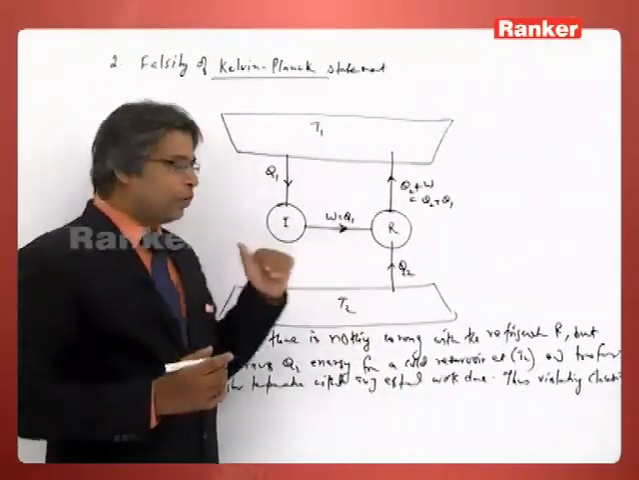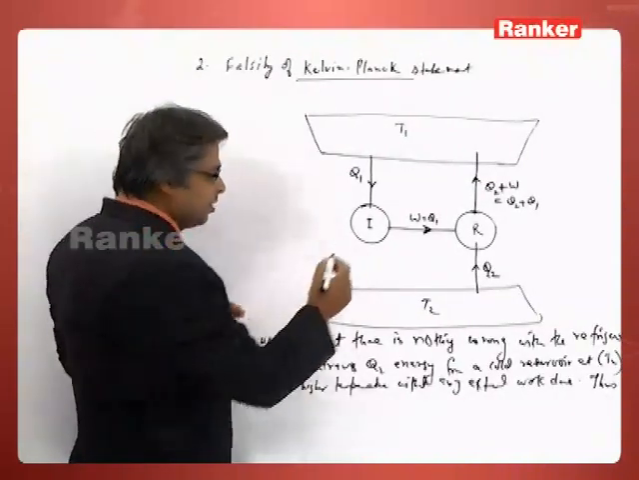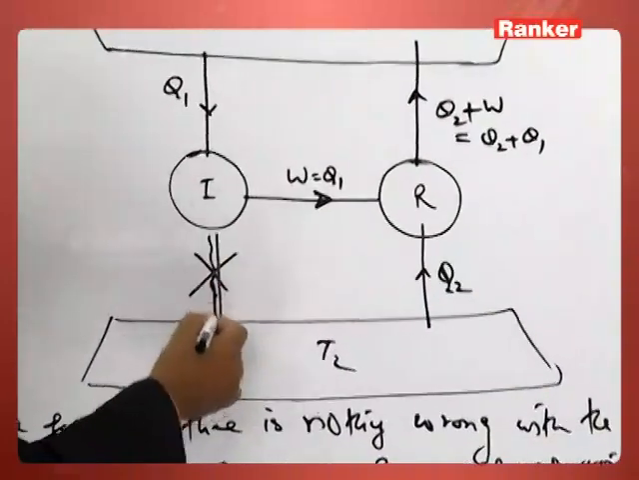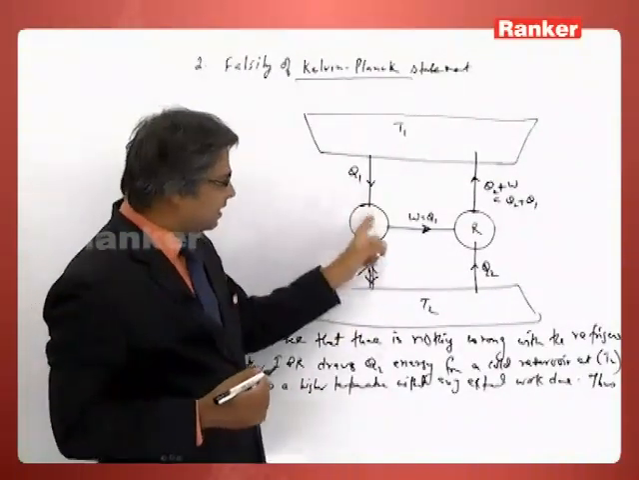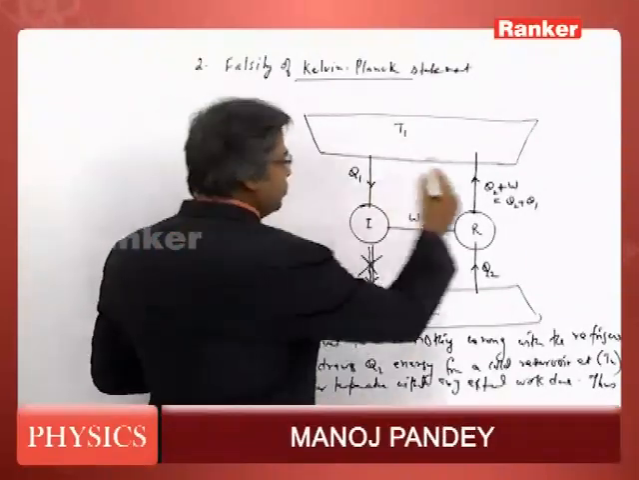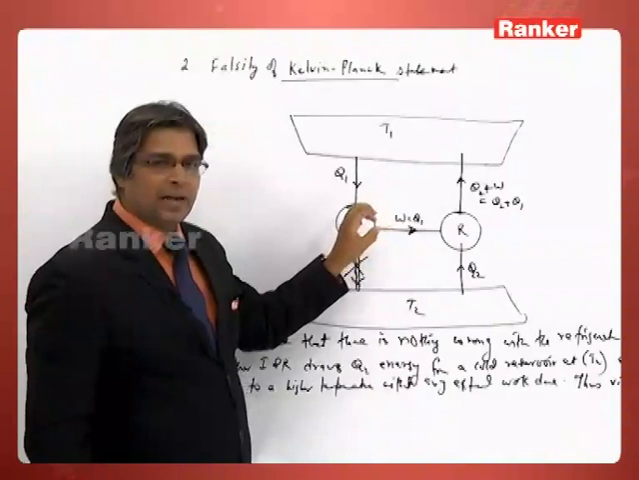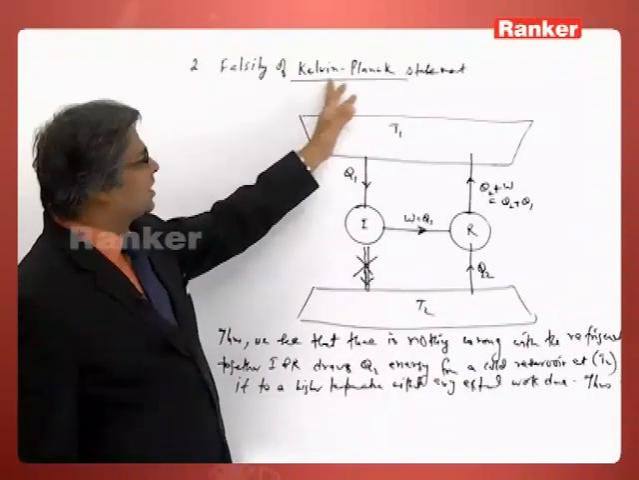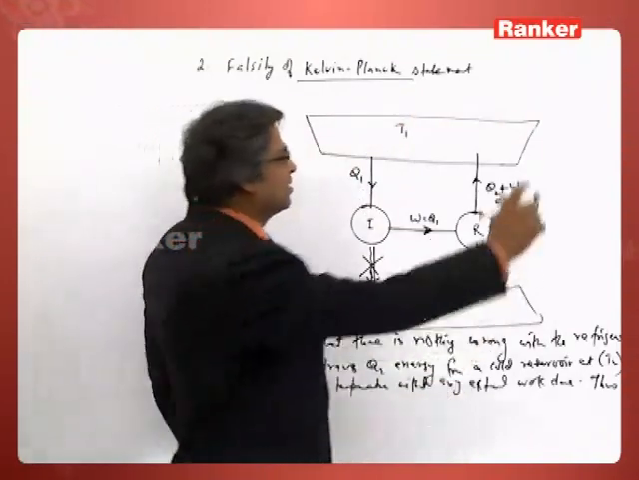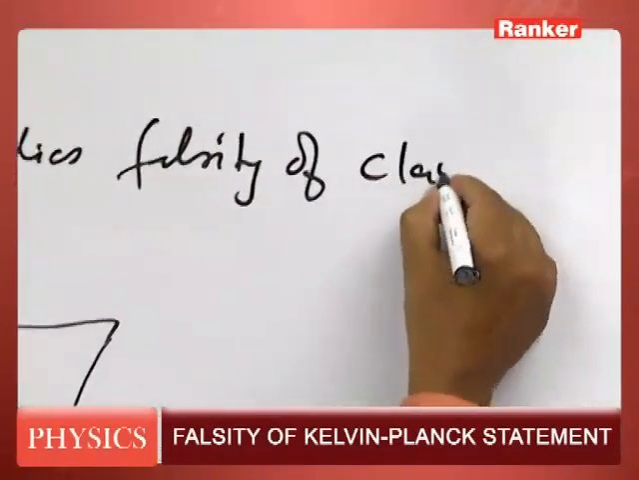So what we are able to prove is, if this engine I violates Kelvin-Planck statement, that means without rejecting heat to a cold temperature it converts 100% into work, then these two engines together will violate our Clausius statement, that without any external work done, you cannot transfer heat from lower temperature to higher temperature. That means the falsity of Kelvin-Planck statement implies falsity of Clausius statement. This is what we have proved.